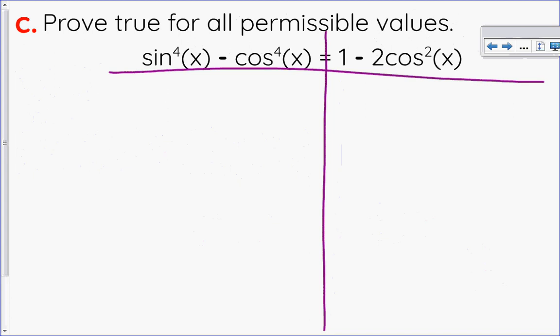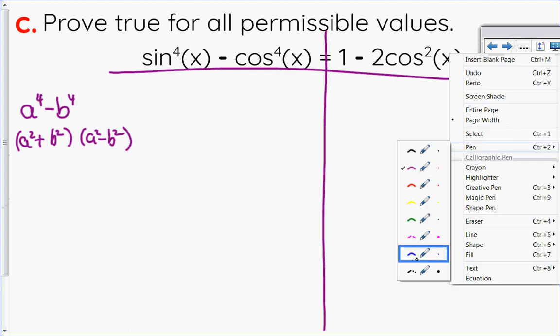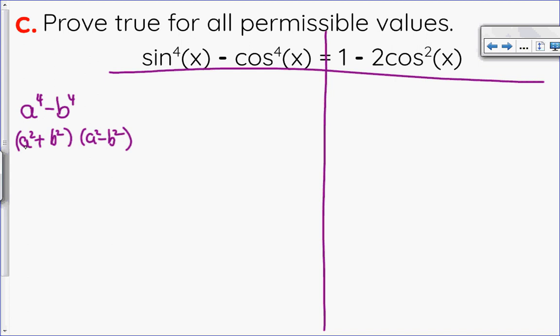So I have sine exponent 4x minus cos exponent 4x, and I want to show that that's equal to 1 minus 2 cos squared. So this is kind of like a exponent 4 minus b exponent 4, where a is sine and b is cosine. If I wanted to factor that, the first thing I would do is factor it as a difference of squares. So square root of the first term, square root of the last term, add 1, and subtract the other. So let's start with that. I'm going to factor it right underneath.